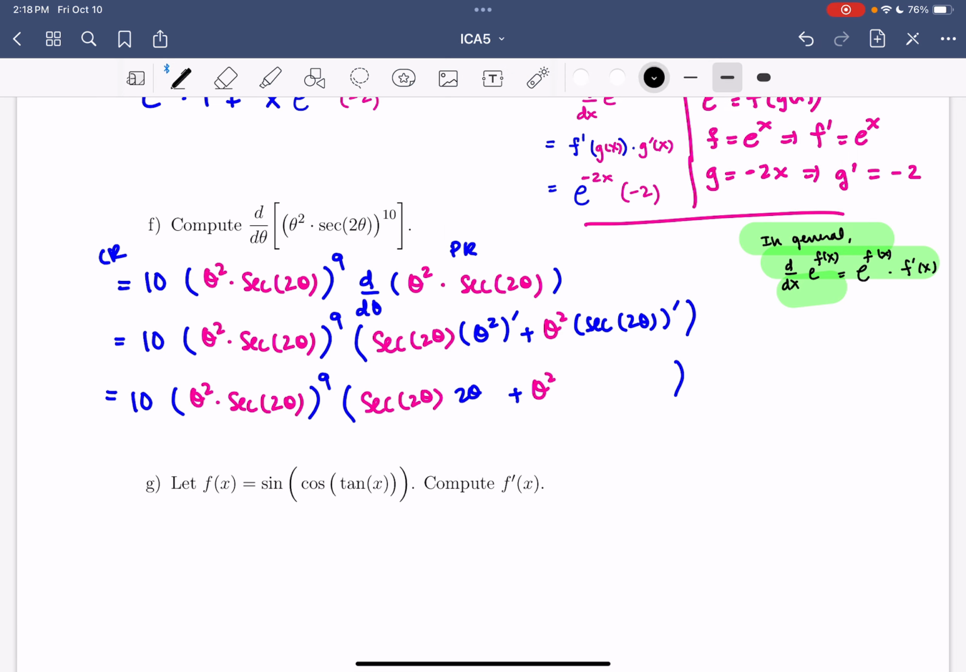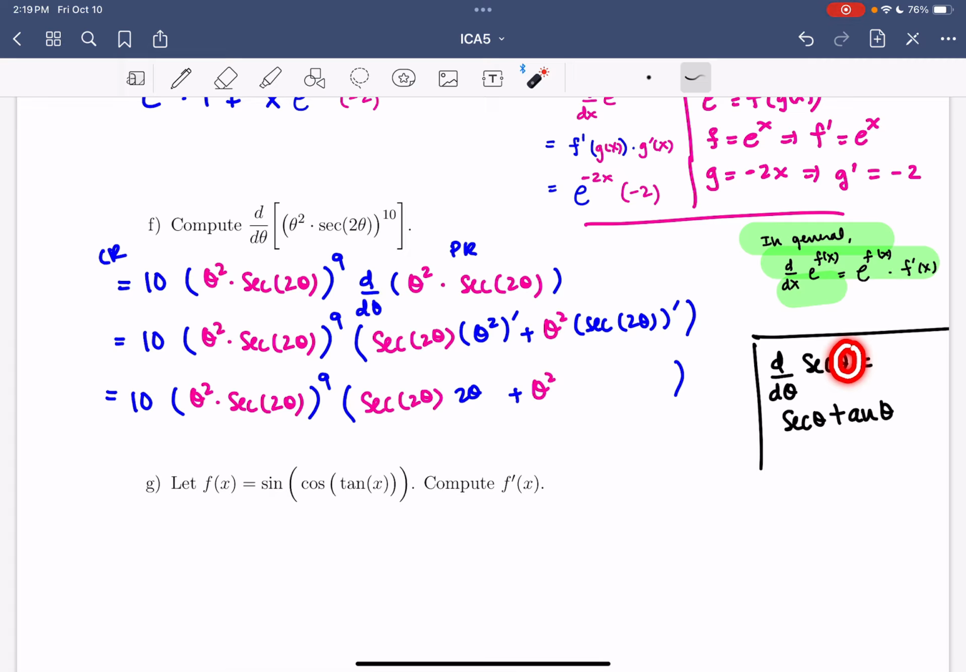So I'm going to do it here. The derivative with respect to theta of secant theta is equal to secant theta times tangent theta. Not a problem. But one more time, if I replace theta with a function, then it turns into a chain rule. So I take the derivative of secant, replace the thetas with the function, come back and multiply by the derivative of the function.